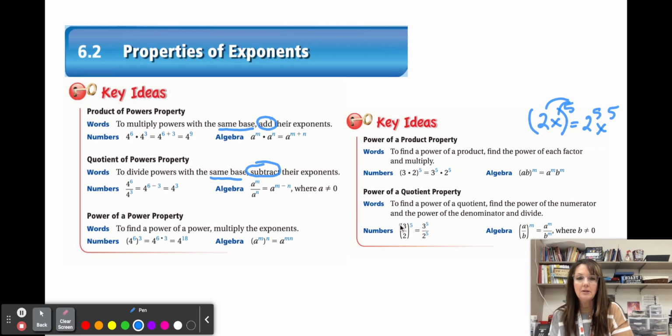The same thing is true when you have the quotient property. This is not so bad because you know that you have the fraction. You have to take the 5 as an exponent of the 3 and the 5 as an exponent of the 2. Same with the variables and so forth.